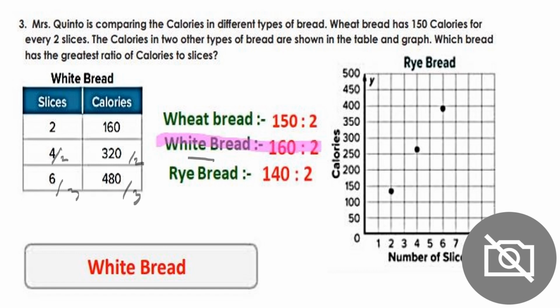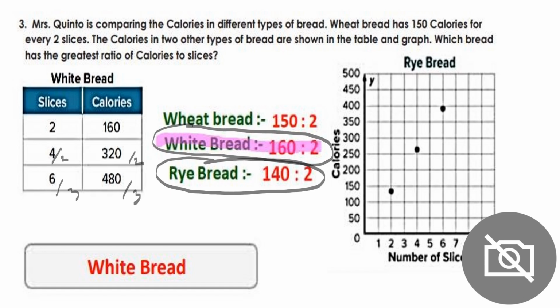So this bread, 140 out of 2, white bread, which is already given in the table, 160 out of 2, and wheat bread, which is given in the question, 150 calorie for 2. Okay, so which has the highest calorie? That will be this one. White bread will have the highest calorie. That means 2 slices will have 160 calories. Okay, so they have given one sentence, one table, and one graph. You have to know how to read all these things and compare.